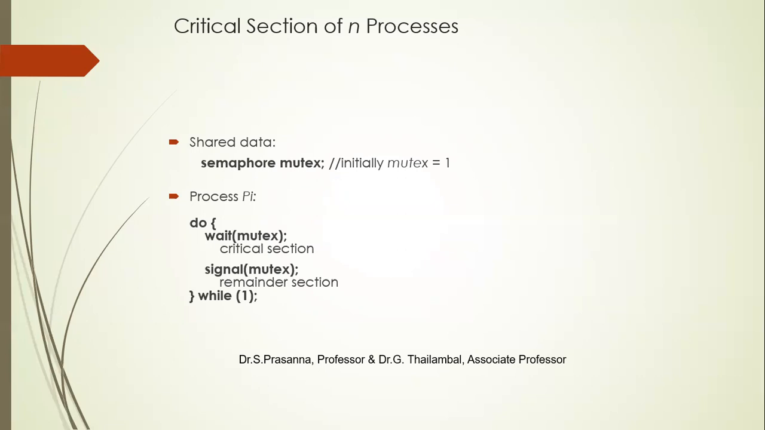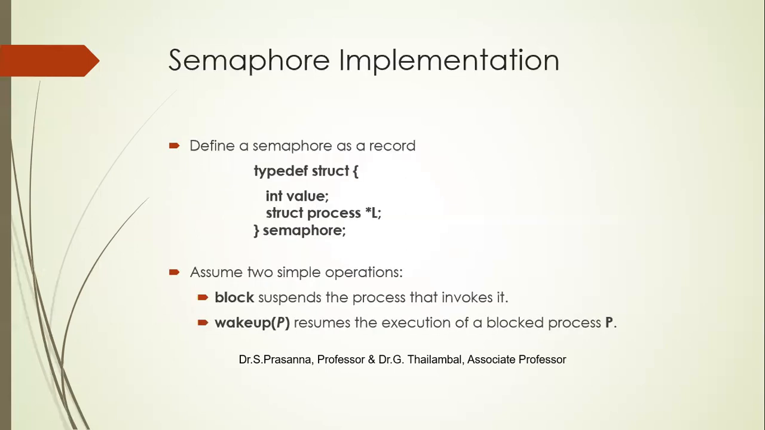Once the process in the critical section finishes executing, you give the signal on the mutex variable. Then the process goes into the remainder section, and another process can be allowed to perform the wait(mutex) atomic operation. This will be executed for all the processes in the queue.